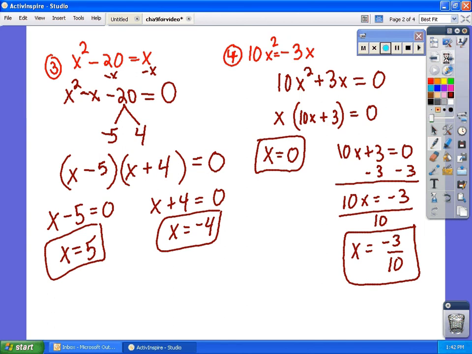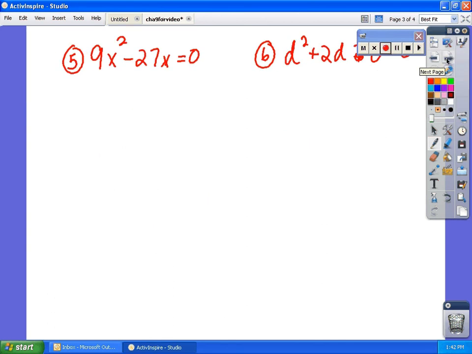Okay, now, number 5. Right away, I notice that it's a quadratic. It already equals 0. So now I just have to factor this side. Now that's a binomial, so I'm going to look for the greatest common factor, which in this case is 9x. So I'm left with x minus 3, which equals 0, because I factored out the 9x, and that's what's left.